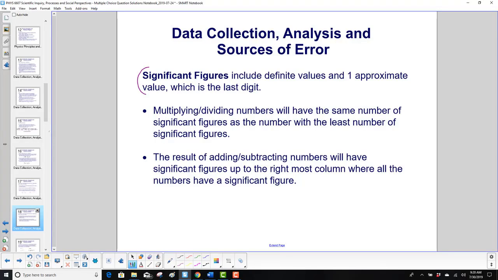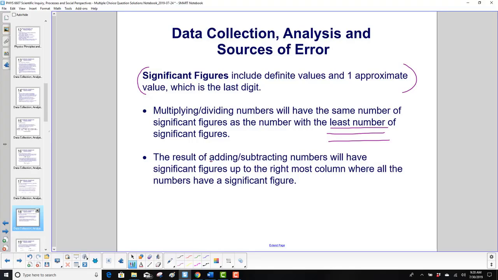Well, here's our general discussion here of what a sig fig is. Then if you multiply or divide numbers, they will have the same number of significant figures as the number with the least number of significant figures. So if one has 2 significant figures and the other has 10, your answer can only have 2.